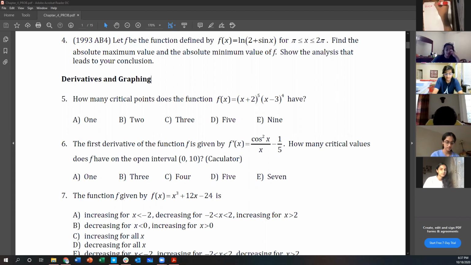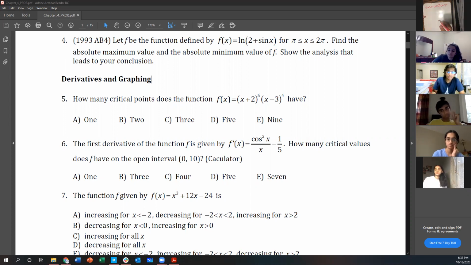We're doing number 5 on the AP problems. f(x) equals (x plus 2) to the 5th times (x minus 3) to the 4th. It's asking how many critical points it has. What do you think is a good approach for this? First, we have to find the derivative. Okay, that's what I did first too, and then I realized there's an easier method. So we'll do the derivative first, and then we'll go through the easier method. That might save you some time on the AP exam if you choose to take it.